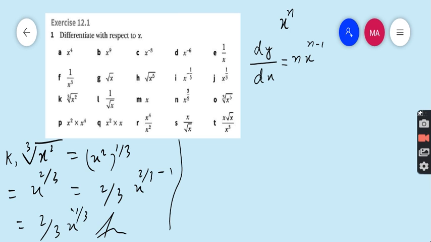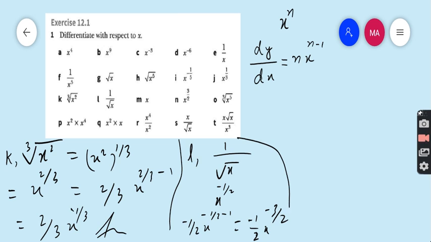Part L, 1 upon x square root. Again, this is the denominator, so we should convert into numerator. So x to the power half becomes x to the power minus half. Then write power first, subtract 1 from the power. Student, always subtract 1 from the power. So minus 1 upon 2. Minus 2 ones are 2, minus 1 is minus 3 upon 2. So this is answer part L.